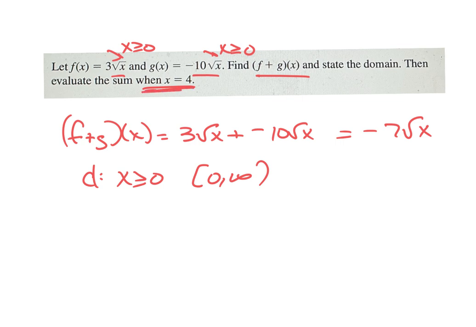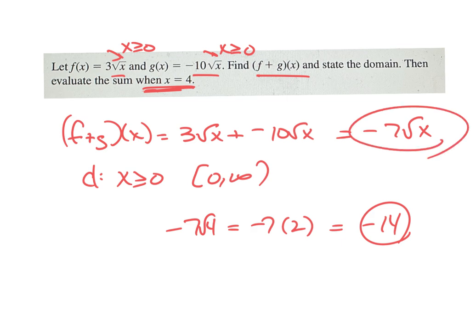And then it says find the sum when x is 4. So I'm just going to plug 4 into that final answer I got. Except we don't need x, so I'm going to put 4 right there. Obviously, the square root of 4 is 2, so negative 7 times 2 is negative 14. So 3 answers on that problem, all right? f plus g of x, that's the new function. What's the domain? And then plug in the 4.